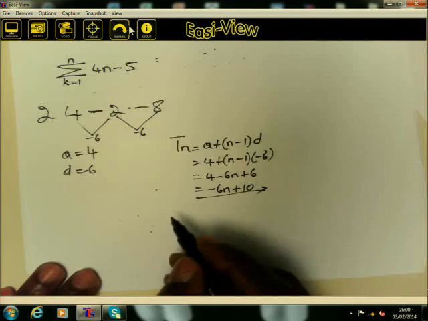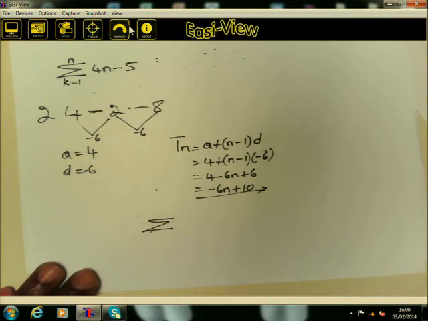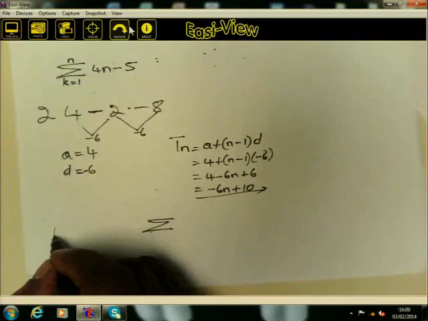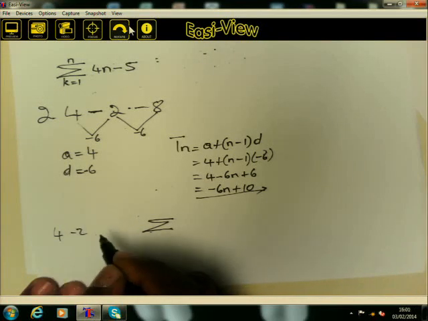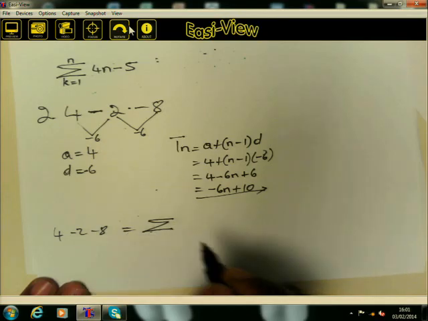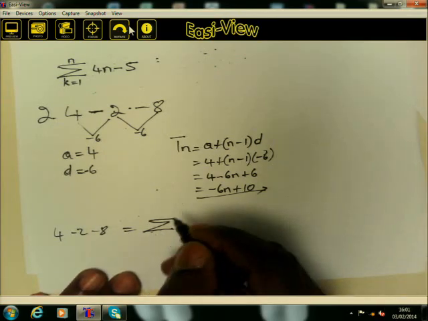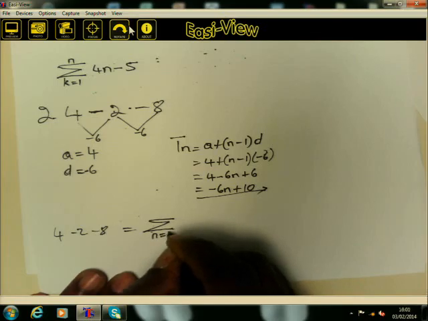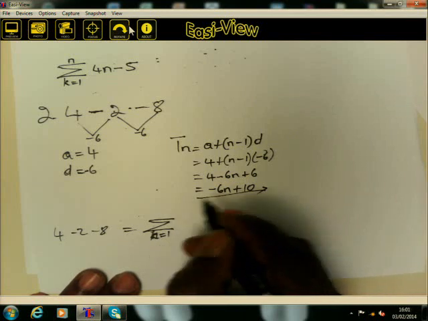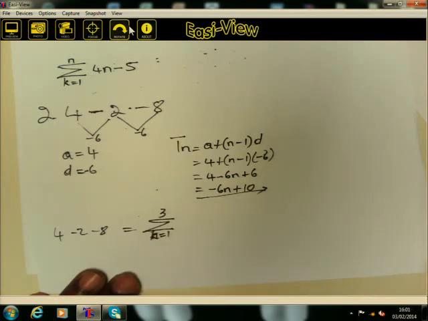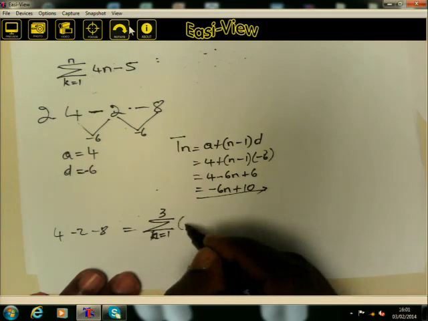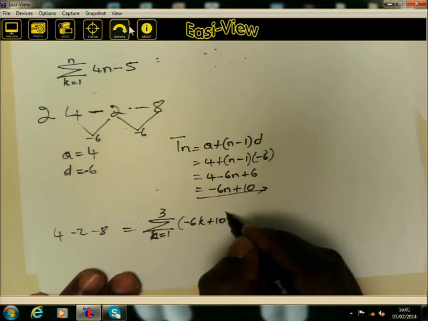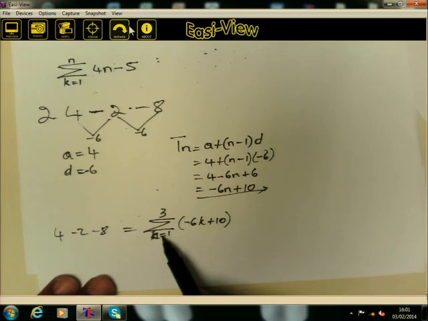So we can write that in a sigma notation and say that 4 minus 2 minus 8 can be equal to, right, then n starts from 1 or k starts from 1. Let's use k, we've been using k. Start from 1 to 3 because there are 3 terms, to 3 of minus 6k plus 10. So k starts from 1 up to 3 since we have 3 terms there.